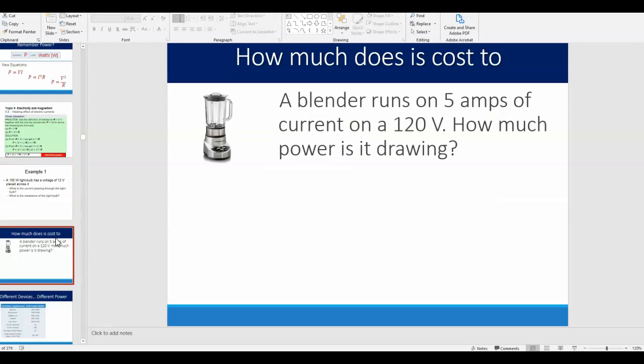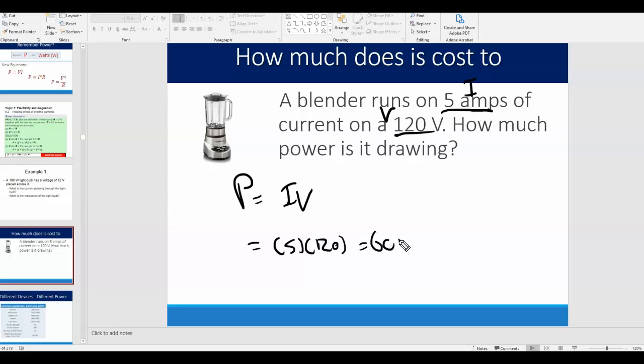Okay, so let's take a look at one more example. This question says a blender runs on 5 amps, so that would be 5 amperes of current, on 120 volts. How much power is the blender drawing? See if you can answer that question on your own. Amperes, that's current, so that's I. We have the voltage here. So this is just a real basic type of calculation. That would just be 5 times 120, which would be 600 watts.